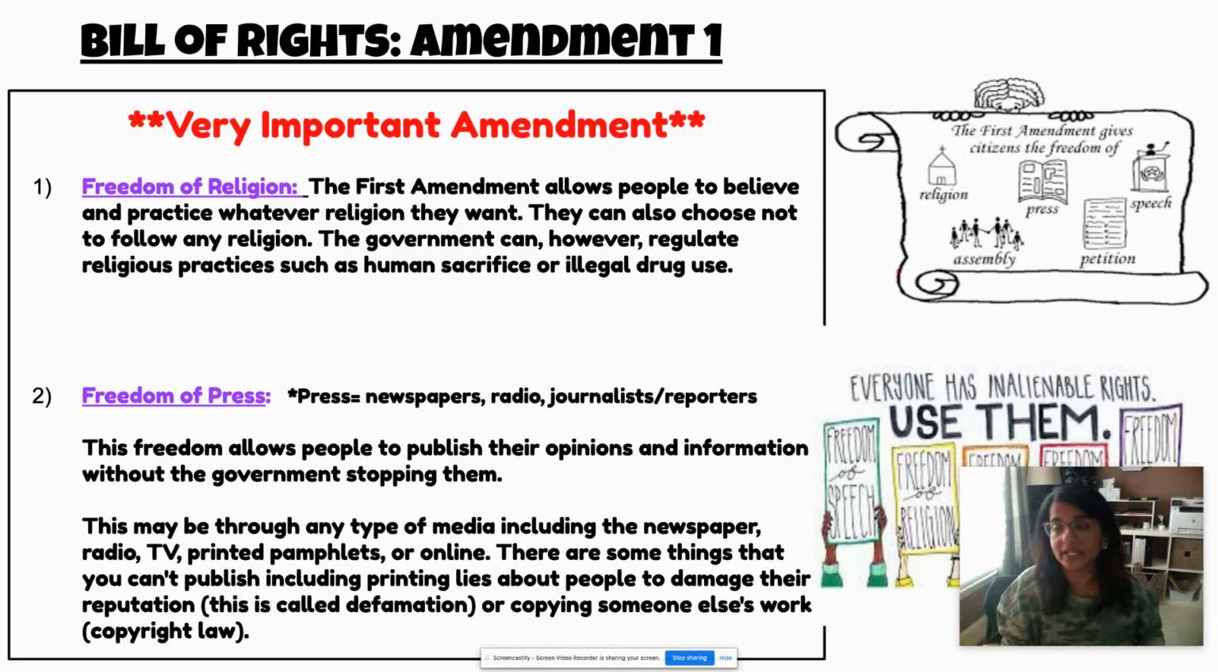But if our government is doing something wrong, we as citizens or the press can actually publish it as long as it's credible. Now, it could be through any type of media, including newspaper, radio, TV, printed pamphlets, or online documents. Now, there are some things, like I said, you can't publish that would damage someone's reputation or copying someone else's work. But it is an awesome thing that if our government is hiding something or there's something illegal or bad, the press has the freedom to publish it without getting thrown in jail or anything like that.